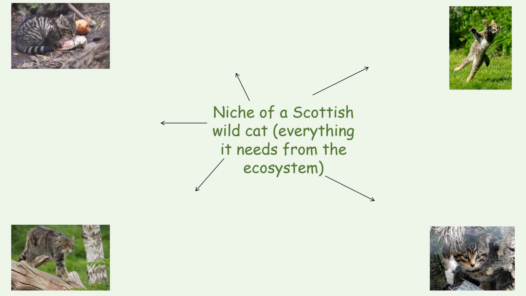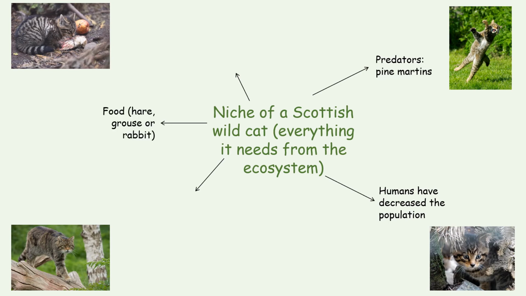that the niche of a Scottish wildcat would be that it has the predator of the pine marten. So it is eaten by the pine marten. Humans hunt it, so humans use it as prey, and that decreases the Scottish wildcat population. The Scottish wildcat eats the hare, the grouse, or the rabbit, and the Scottish wildcat is a host to parasites, so for example ticks and worms. And finally, it lives on a mountainside or wooded habitat. So its habitat is either a mountain or wooded.